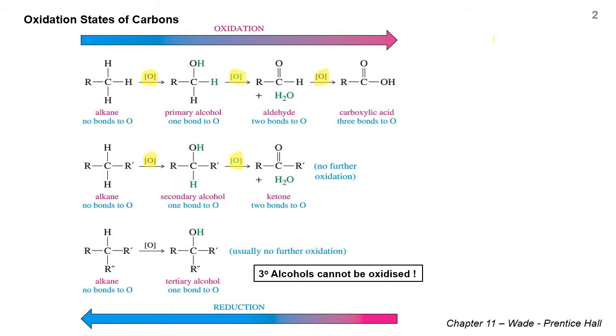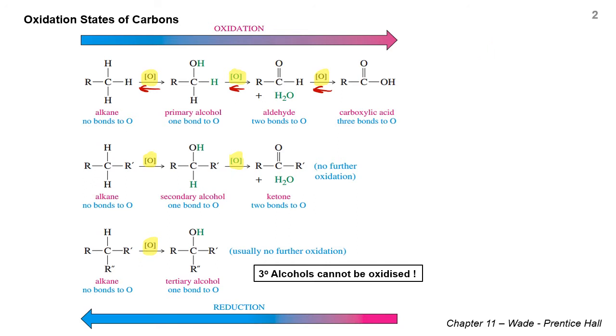And lastly, if you start from alkane with three substituents, you can oxidize one time to tertiary alcohols, and now all of the groups are blocked by alkyl groups, so you cannot oxidize any further. And from the top you can reduce back. So for example, carboxylic acid can be reduced to aldehyde, to alcohols, and to alkane using different types of reactions.